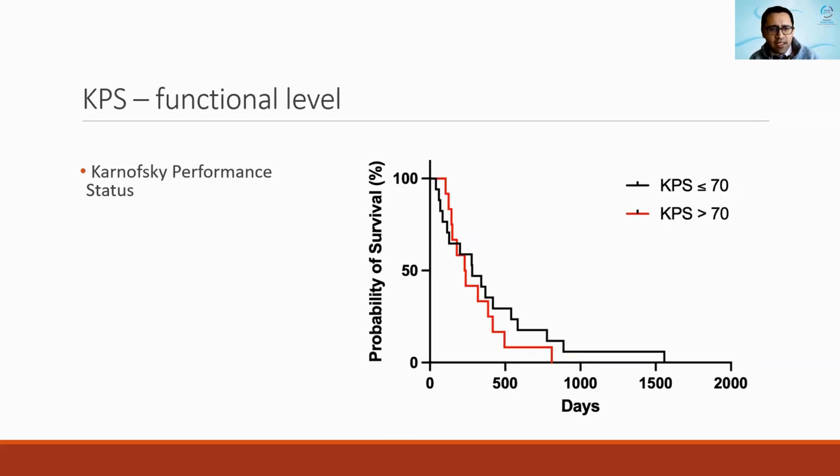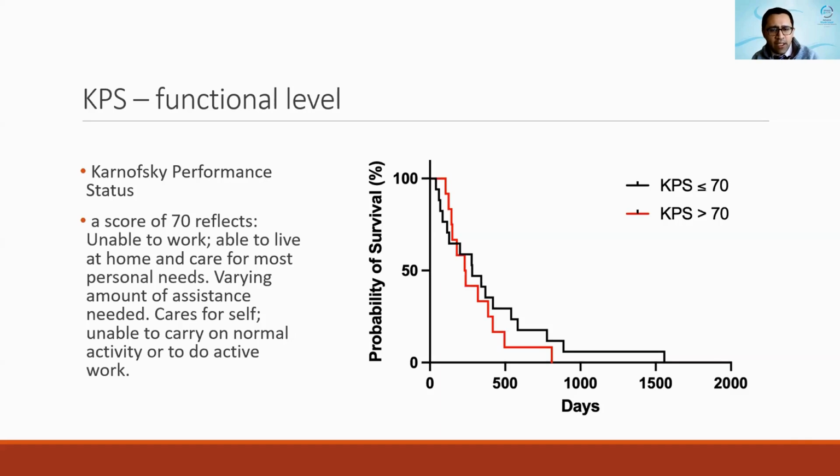As a reflection of functional level, a little bit about the Karnofsky performance status, which we typically use in brain tumors to reflect the performance scale of the patient. We dichotomized our patients into a KPS of less than or equal to 70 or greater than 70. We chose the point of 70 because this is commonly accepted as a point where people are relatively independent. So the expectation of people who are at or less than 70 is that they certainly need some or a lot of assistance.